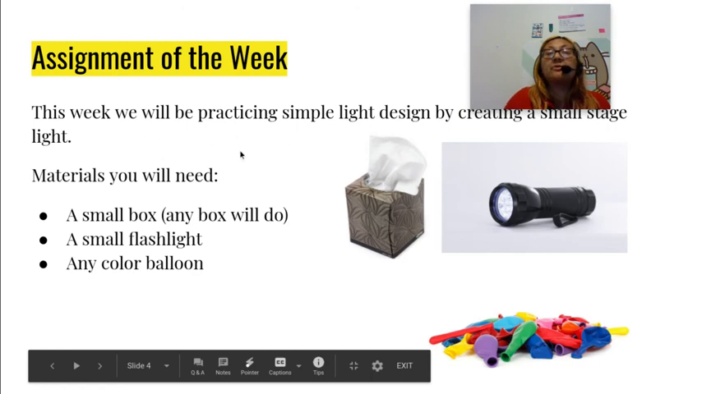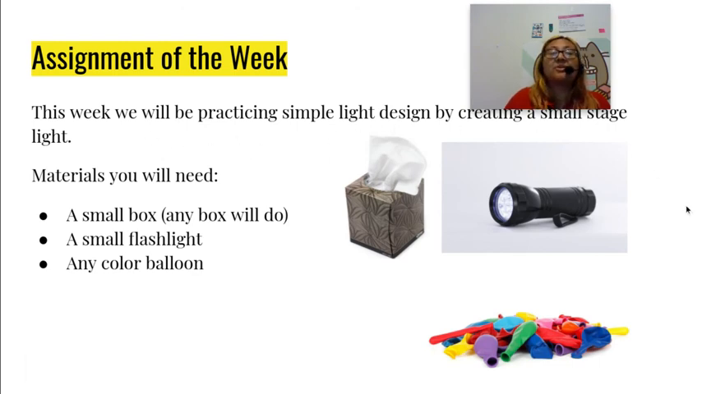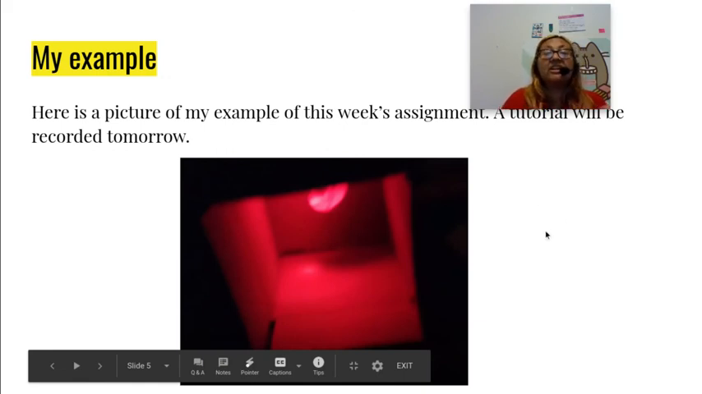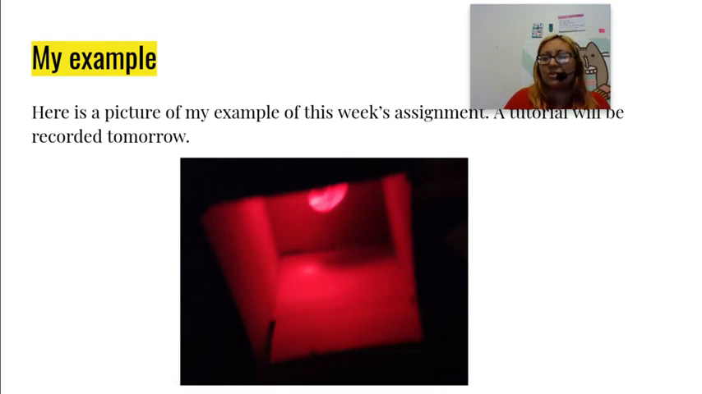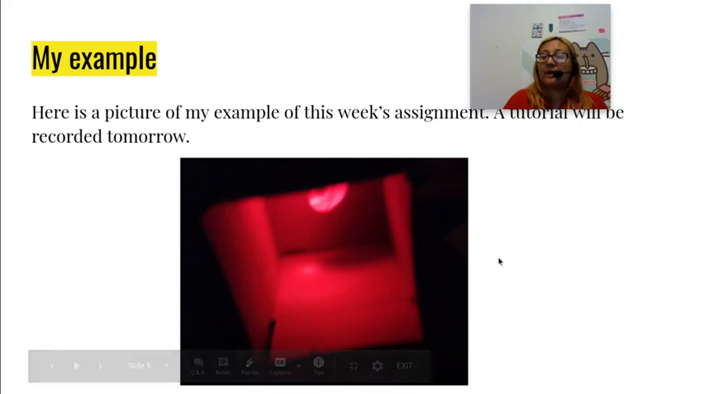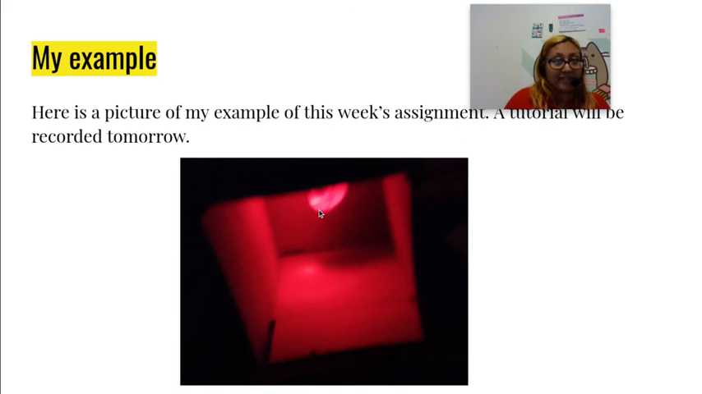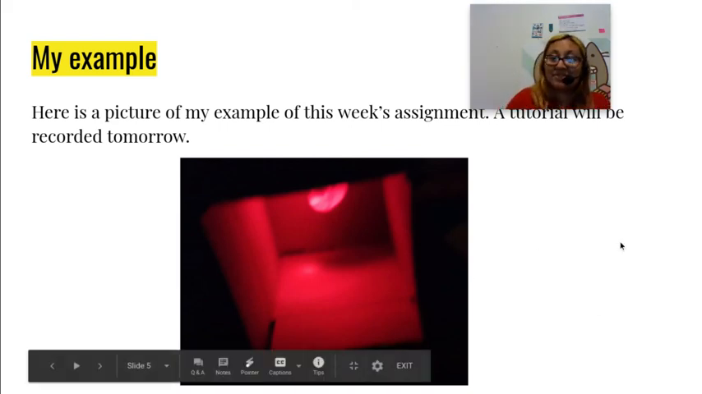Okay. So this week we will be practicing simple light designs. You are going to be creating a small stage light using these materials. Okay. So here is an example of my stage light. I just got a small box at Walmart. I think it was like $1 or maybe $2. I'm not sure. And it was a cube style box. I taped it around and I left an opening just like this. And I had a red balloon and the small flashlight that I used. So I will be showing you that tutorial tomorrow. So don't worry if you're confused as to what to do. Okay.